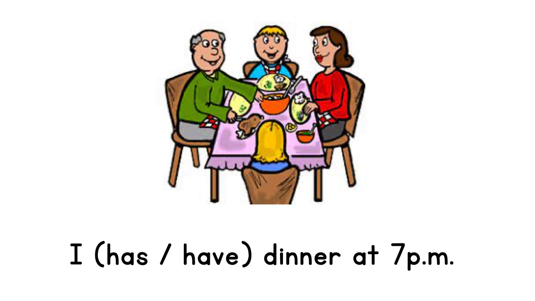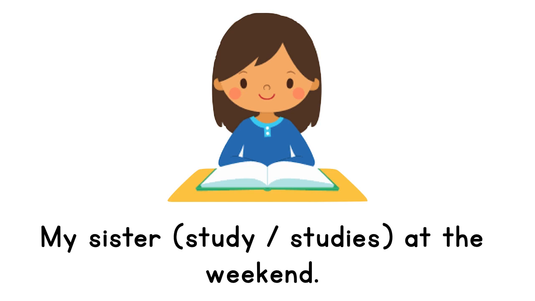Okay, I have dinner at 7 o'clock. Definitely I have. I mesti kawan dengan have. Alright. My sister studies at the weekend. Okay. The subject here is my sister. Kakak saya. Okay, seorang kakak. Jadi seorang kakak mesti ada imbuhan. Jadi jawapannya studies. Alright?